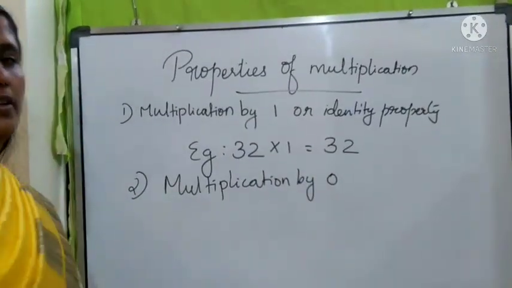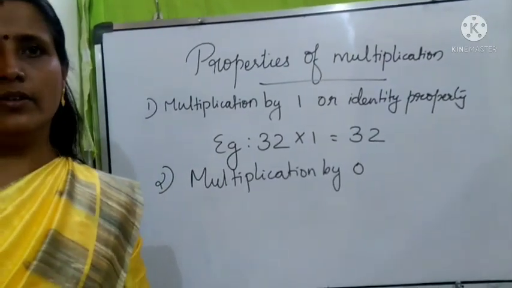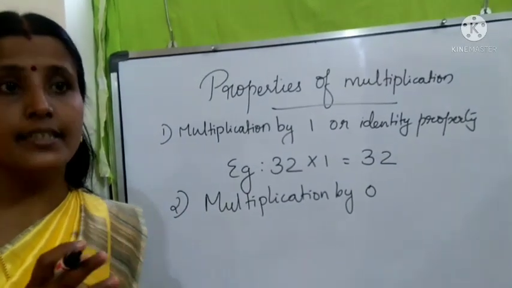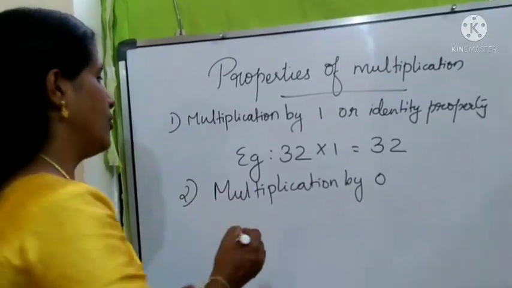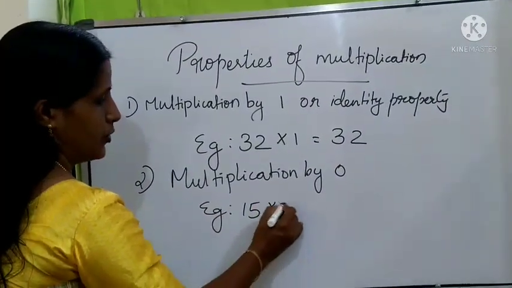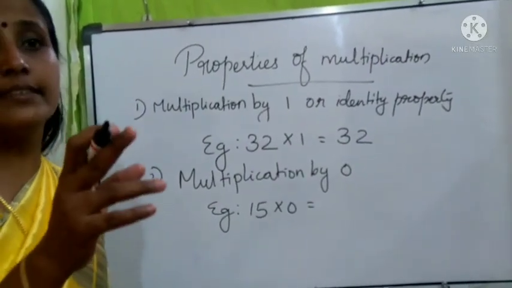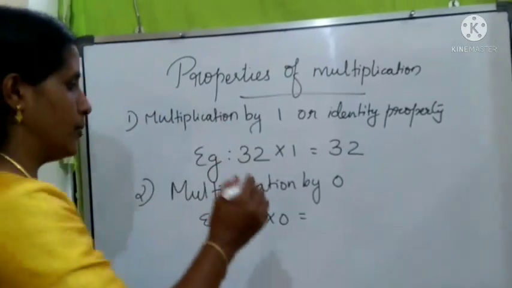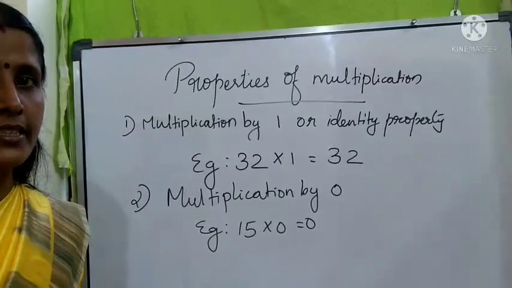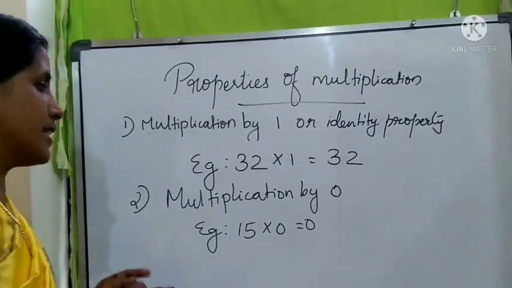Then move to the next property, that is multiplication by 0. When we multiply a number by 0, what is the answer? Yes, it becomes 0. For example, 15 into 0. What is the answer? Yes, it becomes 0. When multiplying a number by 0, what is the product? Yes, it becomes 0. That is the second property.